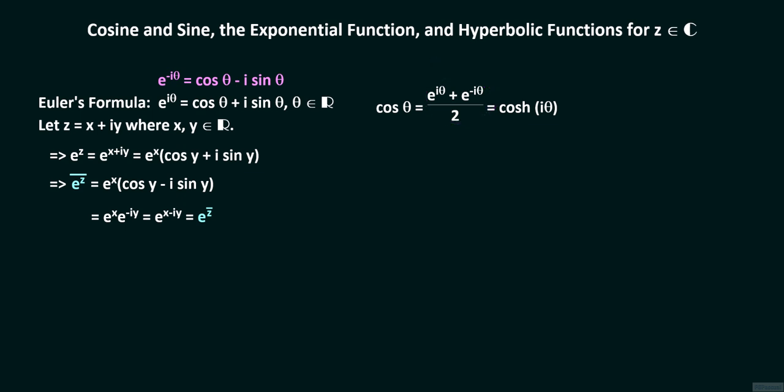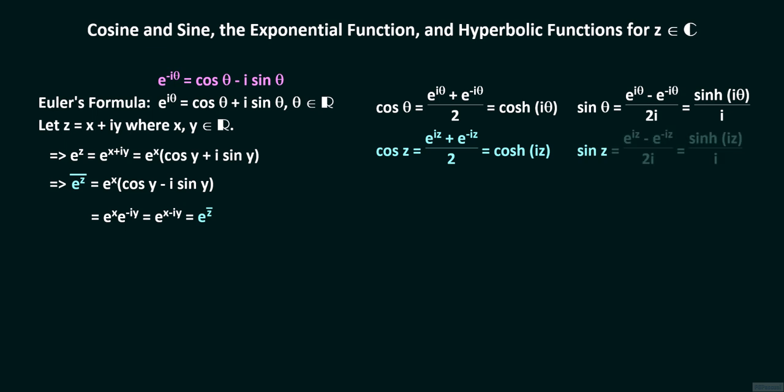One can verify as an exercise that sine theta equals the quantity e raised to the i times theta power minus e raised to the minus i times theta power all over 2i, or the hyperbolic sine of i times theta over i. Extending these formulas to the complex plane by replacing theta by z, cosine z equals the hyperbolic cosine of i times z, and sine z equals the hyperbolic sine of i times z over i.